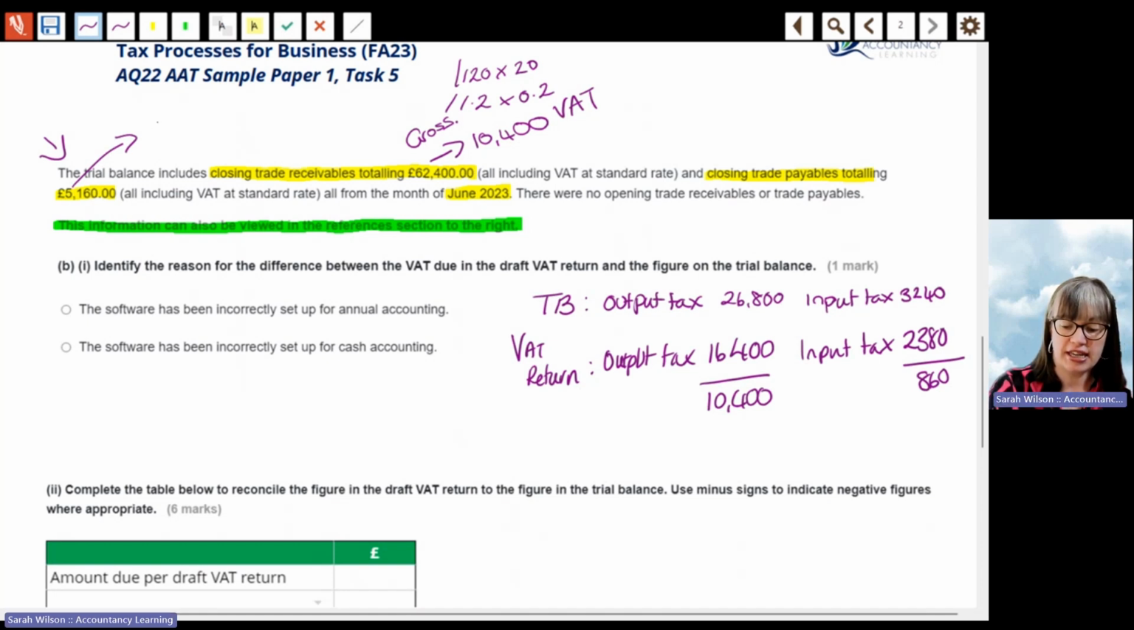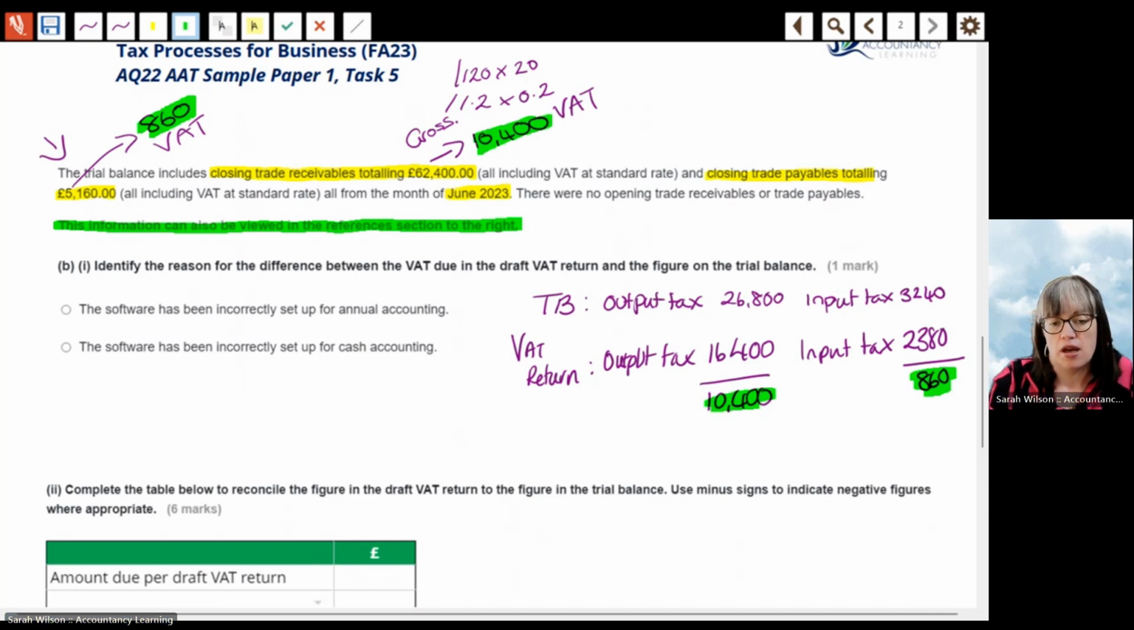When you work out the VAT on that, you end up with £860 VAT. Now, these are the same as the differences that we've just calculated here. So that tells us that the credit customers and the credit suppliers haven't been taken into account. So the VAT return has only been based on when cash has been paid and received. So therefore, the difference has been caused by the software being incorrectly set up for cash accounting.